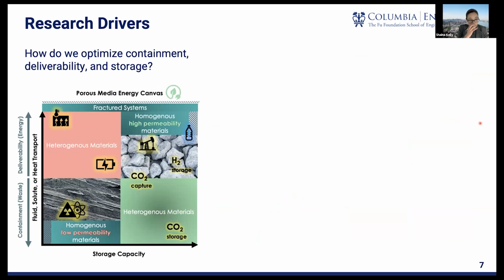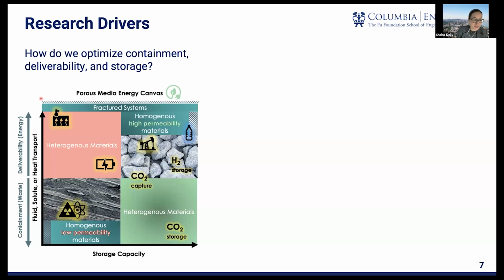Okay, so research drivers, what motivates us? At a very, very high level, we say, how do we optimize containment, deliverability, and storage? Well, those are the questions everyone's asking, right? For carbon storage, hydrogen storage, you want to be able to cycle fluids. The problem is that a lot of these applications fall on different parts of a spectrum of the amount of storage of your formation versus the deliverability.